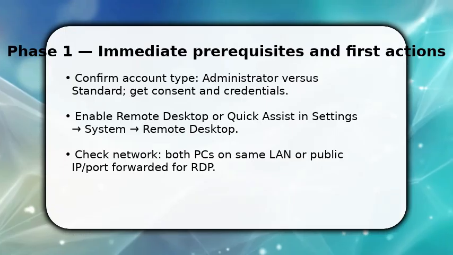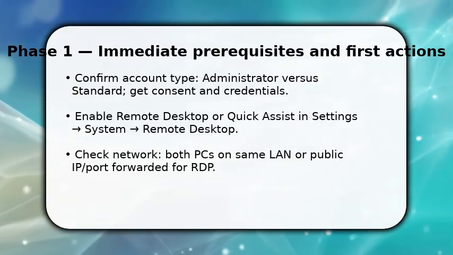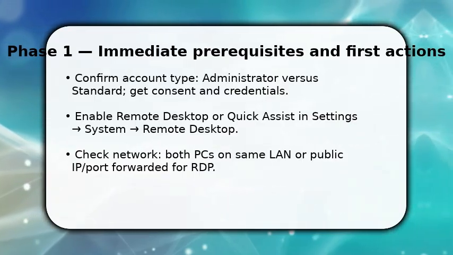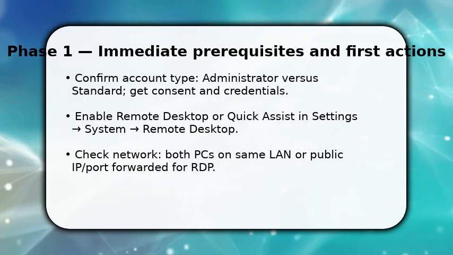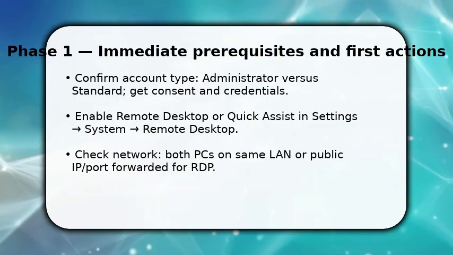You begin by securing permission and credentials from the other user. You must have explicit consent. Next, enable Remote Desktop or plan to use Quick Assist. Open Settings, go to System, then Remote Desktop and toggle it on. Once done, verify the network situation.